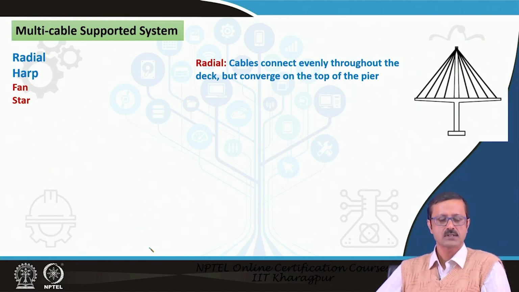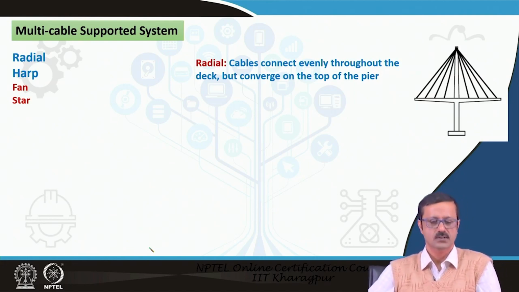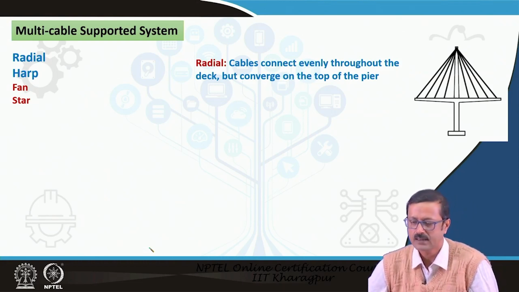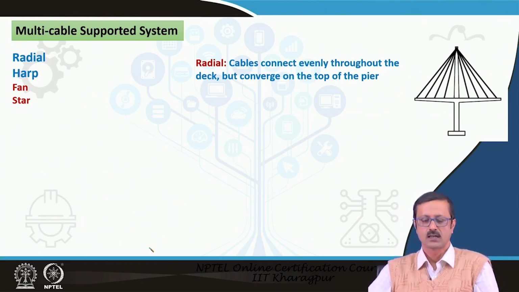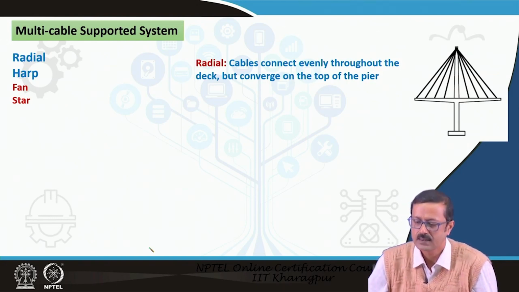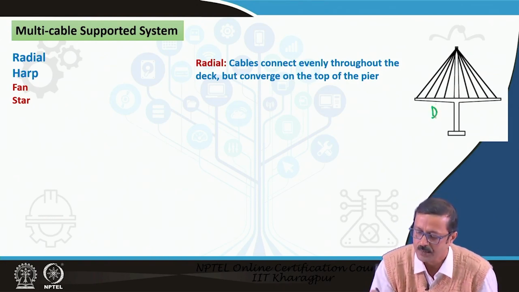So, the multi cable systems have four types. The first one is radial. In the radial system, as you understand from the figure, there is a deck and there is a pylon. The vertical is the pylon and this is your deck.